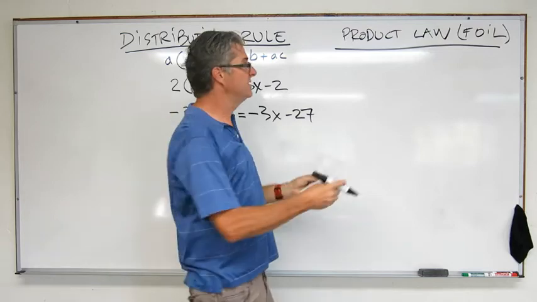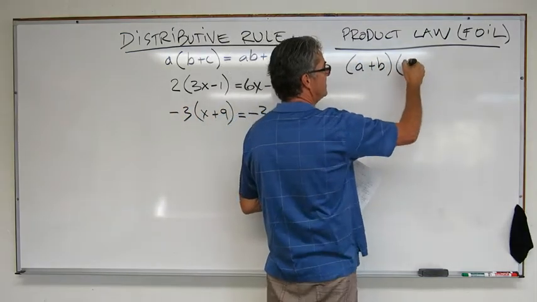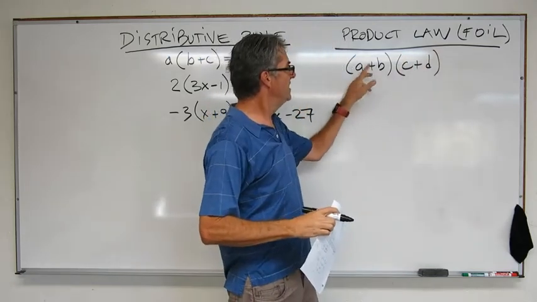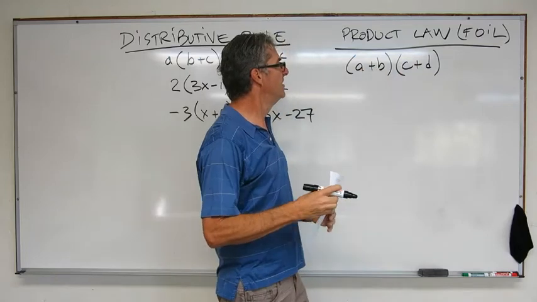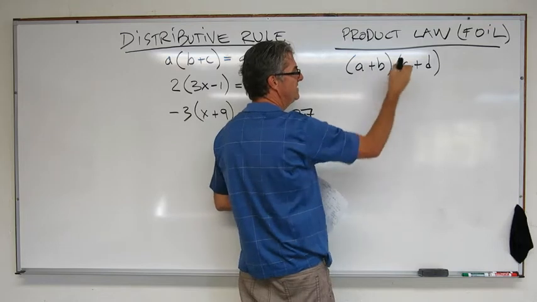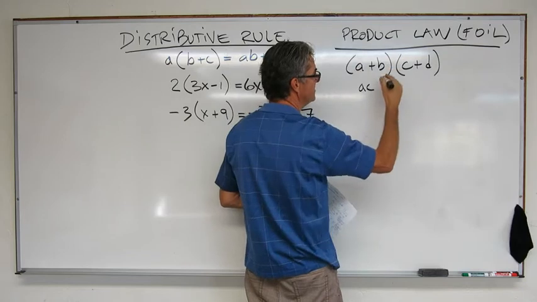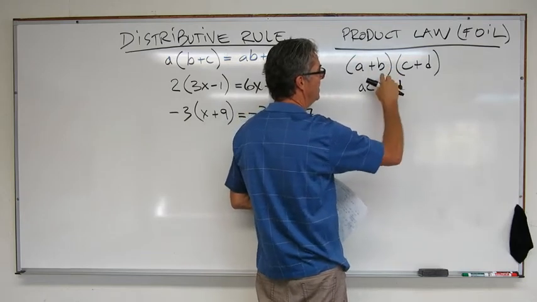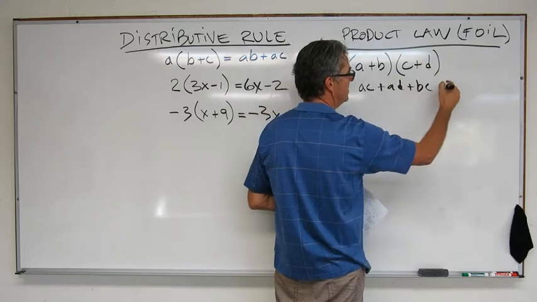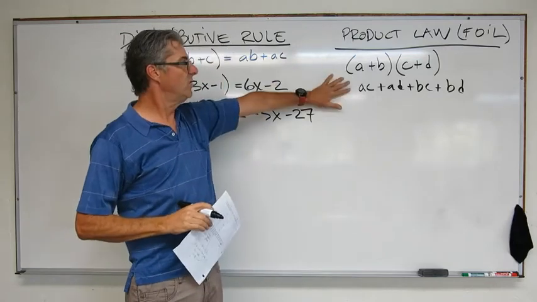So written with letters, the pattern is this: A plus B times C plus D. And we're just going to multiply each letter in here times each letter in there using FOIL. So first, the first two terms, the A and the C, this is going to give me AC. Now the outside terms, A times D. Inside terms, that's B times C. And last is BD. So that's the rule written with just letters.